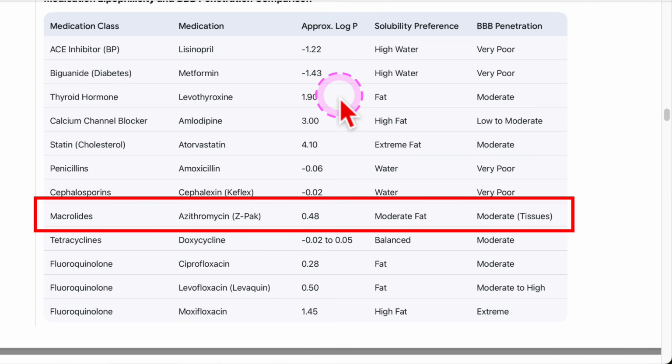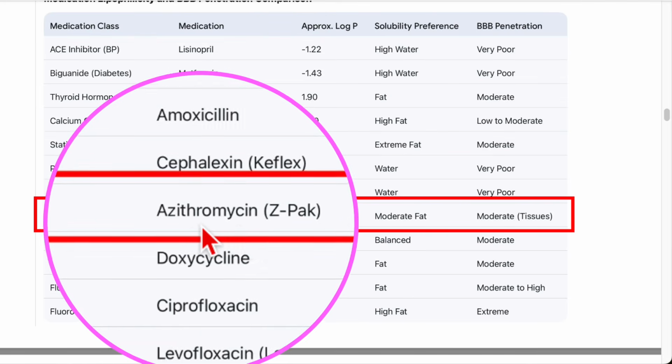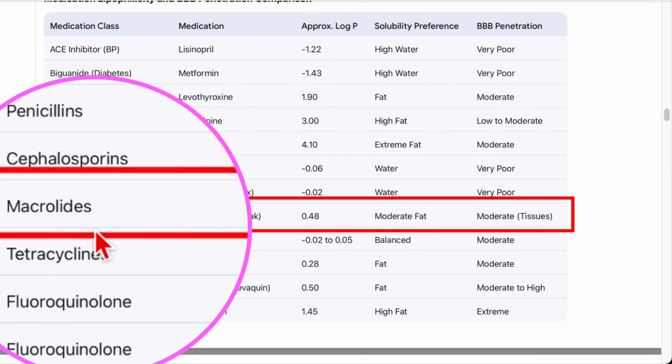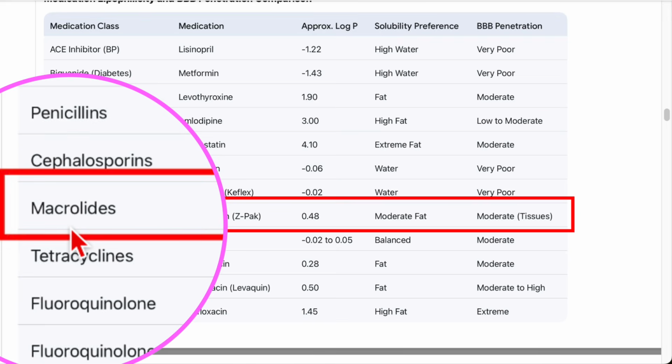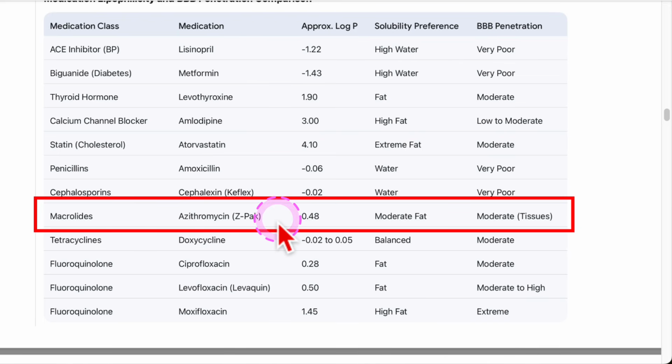Now, let me bring you to this because I want to make some points clear. If anyone has heard of a Z-Pak, what's a Z-Pak? That's an antibiotic. Now, the Z-Pak has a log P of 0.48, and Levaquin has a log P of 0.50. When it comes to the log P number, they're pretty much identical. We're going to just say both of them are 0.5.